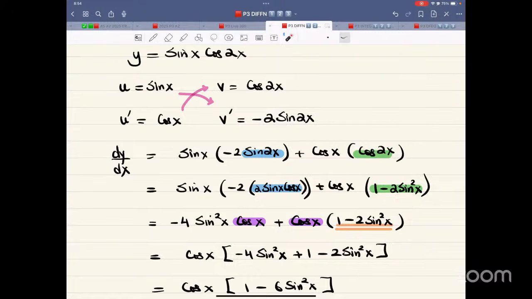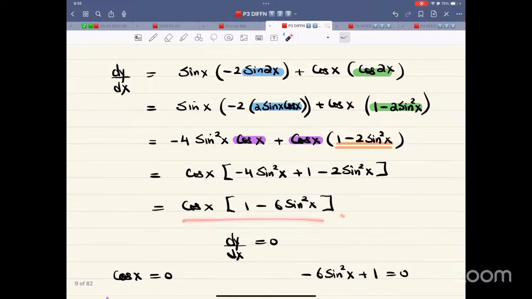So now let me multiply it out. And before multiplying, I have the liberty of taking common factors. So I took cos x common. I'm left with negative 4 sine squared x, negative 2 sine squared x plus 1. And this is what I get. dy by dx equals 0.